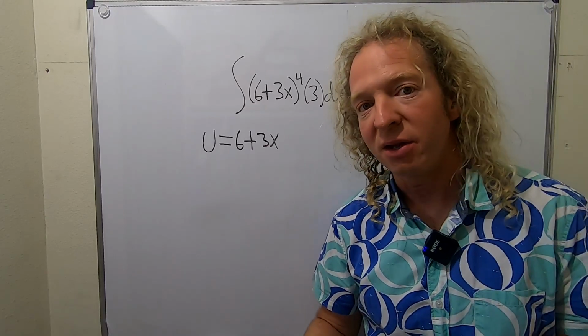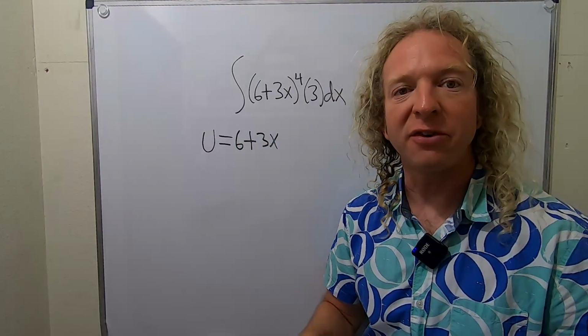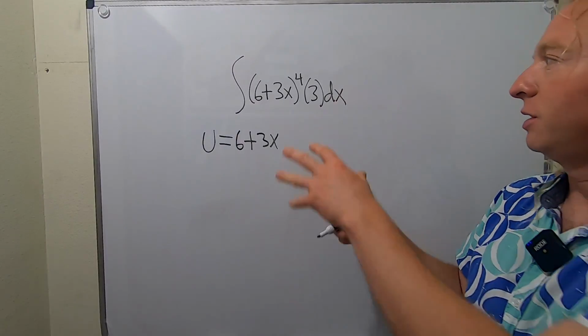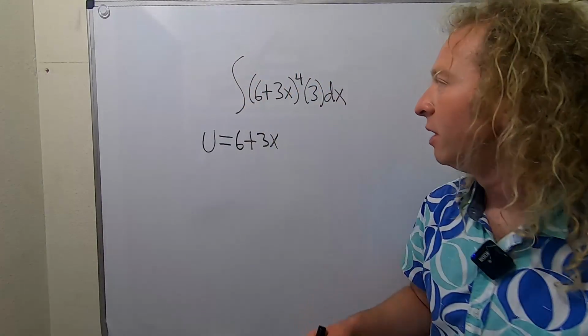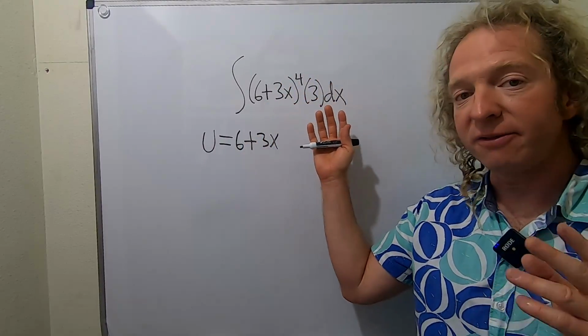And the idea is you have to think ahead. So when you pick your u, you want to start thinking about the derivative of u. And you look at the integrand, that's this piece here, and you ask yourself, does the derivative of this appear here? In fact, it does.